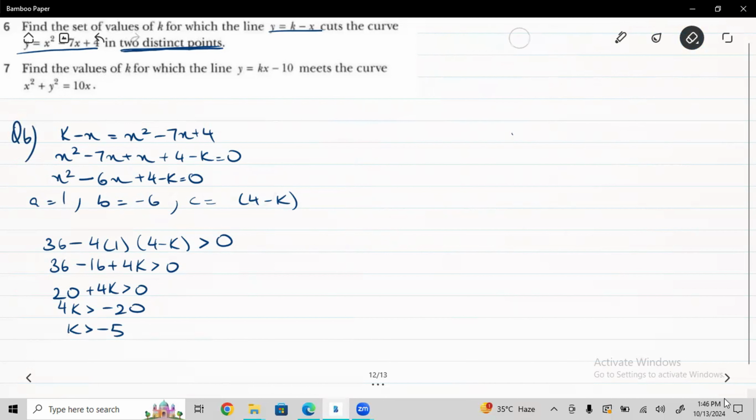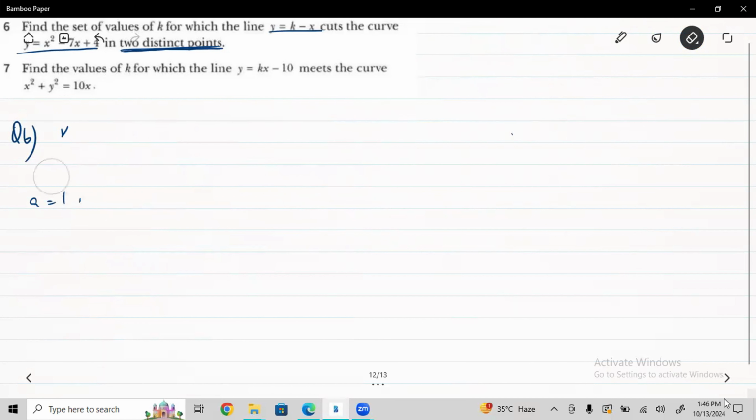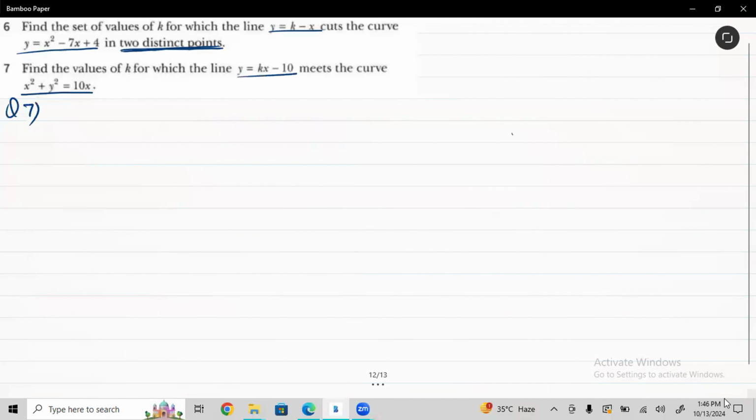Let me raise this one up so that I can just solve question 7 easily. Okay. For question number 7, they've told us y equals kx minus 10, and the quadratic formula for the parabola x squared plus y squared equals 10x. What they've told us is that the line and the curve are meeting. They've only told us one thing, they're meeting up.